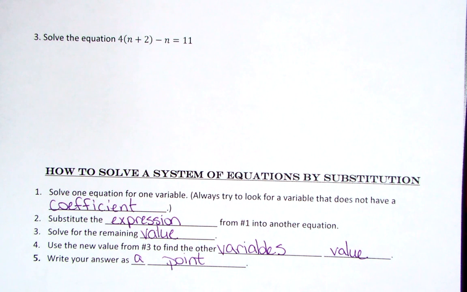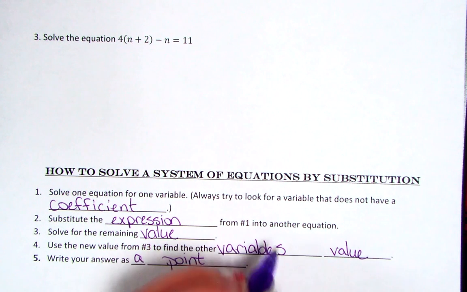Step 2. Substitute the expression from number 1 into the other equation. Number 3, we're going to solve for the remaining variable. So we'll end up solving for the variable that's there. And then use the new value from number 3 to plug in to find the other variable's value. So write your answer as a point.